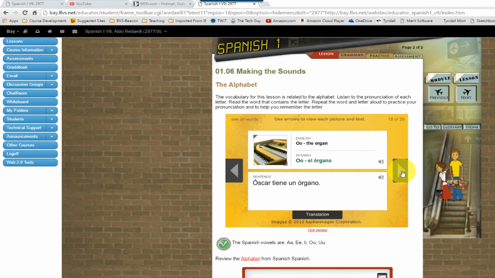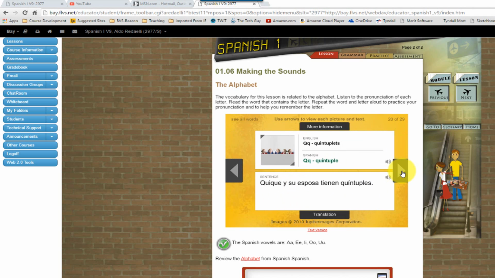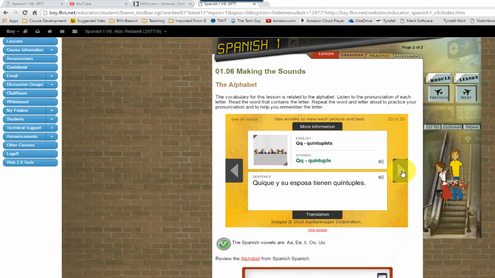Oscar tiene un órgano. Oscar has an organ. La princesa vive en el palacio. The princess lives in the palace. Quique y su esposa tienen quíntuples. Look at this. When you see the Q and the U, you do not pronounce the U. Quique, quíntuples. María tiene una rosa roja. Mary has a red rose. María tiene una rosa roja.